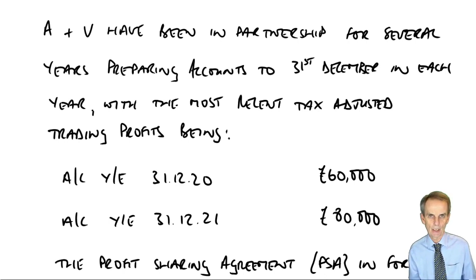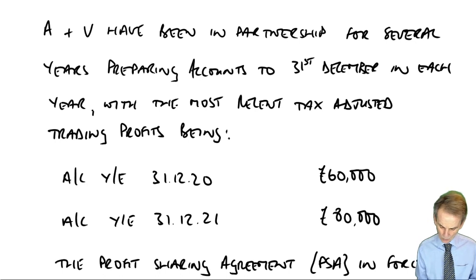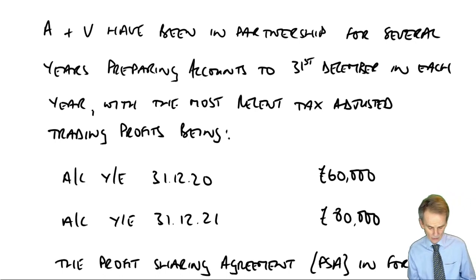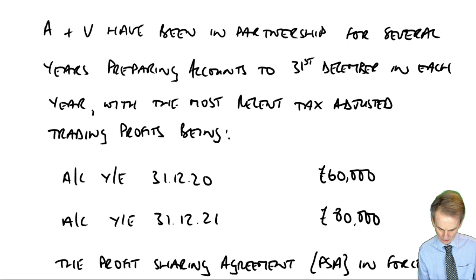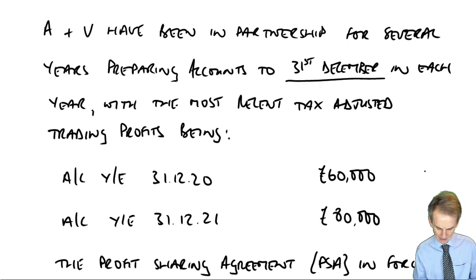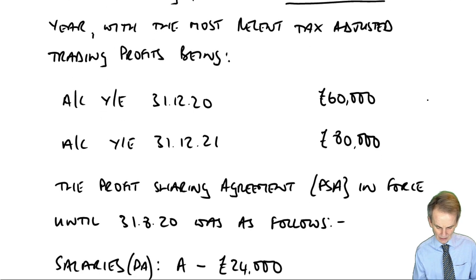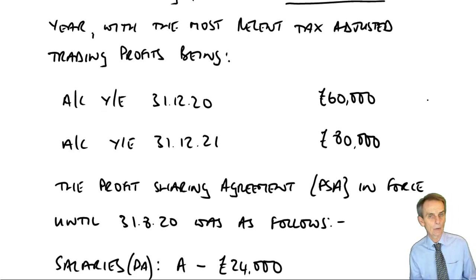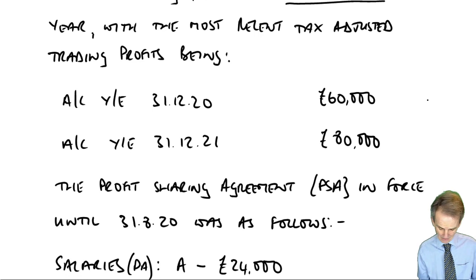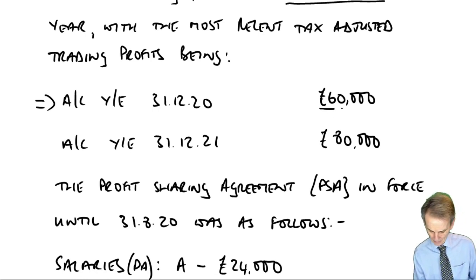tax adjusted trading profit. So we've got, therefore, these two, A and V, who have been in partnership for several years, preparing accounts to the 31st of December in each year, with the most recent tax adjusted trading profits, these are the ones that are going to be relevant to us, being firstly, which will occupy us for the first part of this example, the year ended 31st of December 20, where we had a £60,000 tax adjusted trading profit.